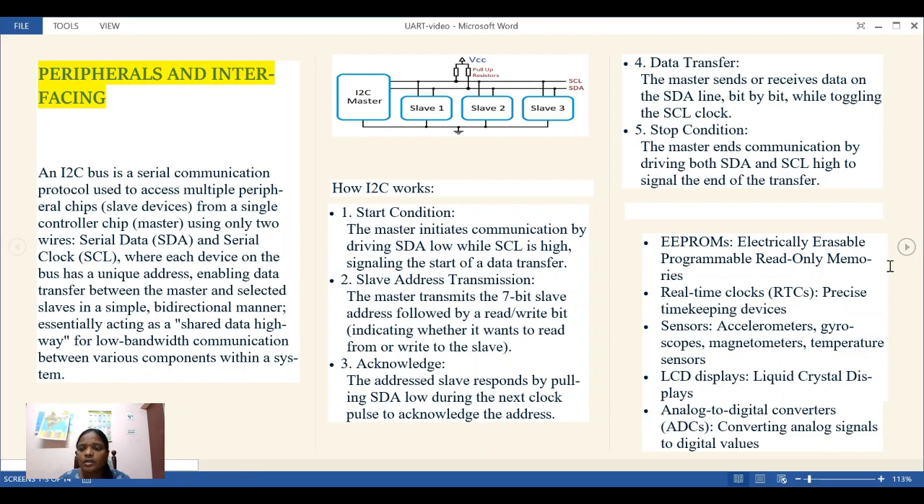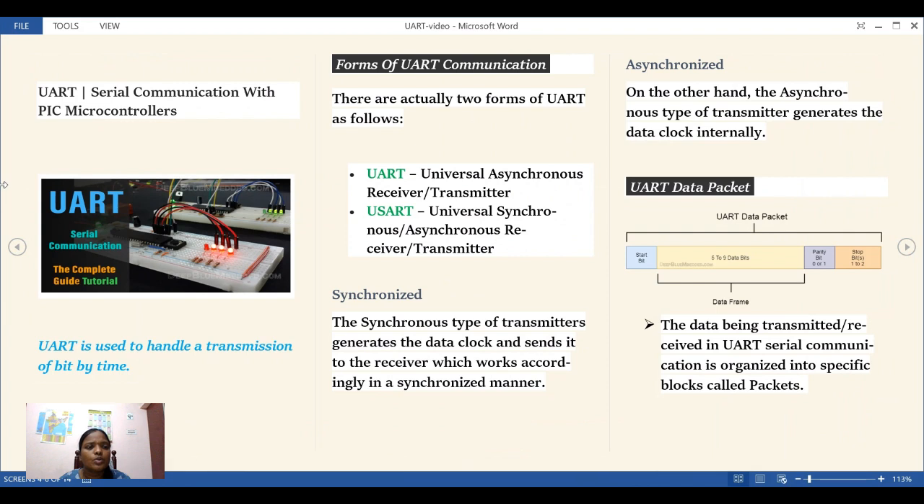And the next topic which we are going to see here is the UART. UART is abbreviated as Universal Asynchronous Receiver and Transmitter. It also uses serial communication like the I2C bus. Before going deep into the topic, we should know what synchronous and asynchronous are. A synchronous transmitter generates only the data flow and it is sent to the receiver, which works accordingly in a synchronized manner. There will be no extra bits like start, stop, or parity.